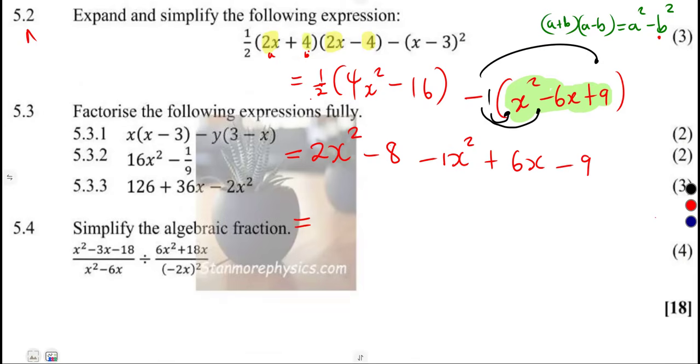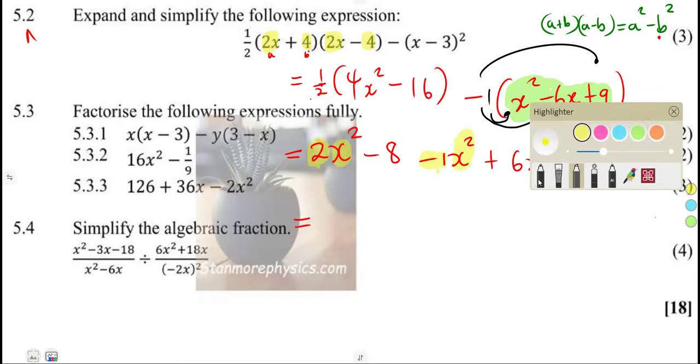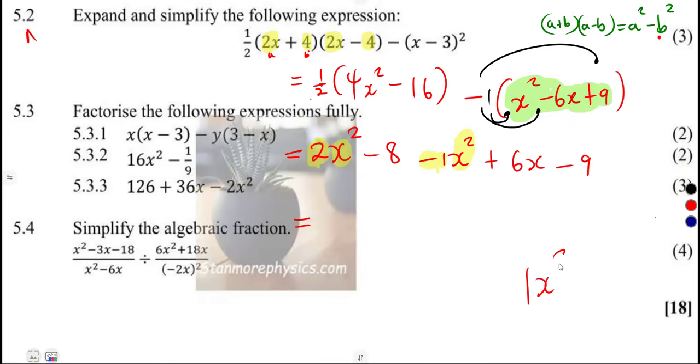And that is it, collecting the like terms. The terms in x squared, we've got what? 2x squared minus x squared. So 2 minus 1, that is going to give us what? 1x squared, which is simply x squared. All right, then we have got the terms in x. It is only this part where we have got x.